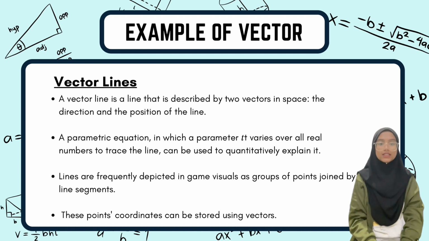Example of vector. Vector lines. A vector line is a line that is described by two vectors in space, which are the direction and the position of the line. A parametric equation in which a parameter t varies over all real numbers to trace the line can be used to quantitatively explain it. Lines are frequently depicted in game visuals as groups of points joined by line segments. These points' coordinates can be stored using vectors.